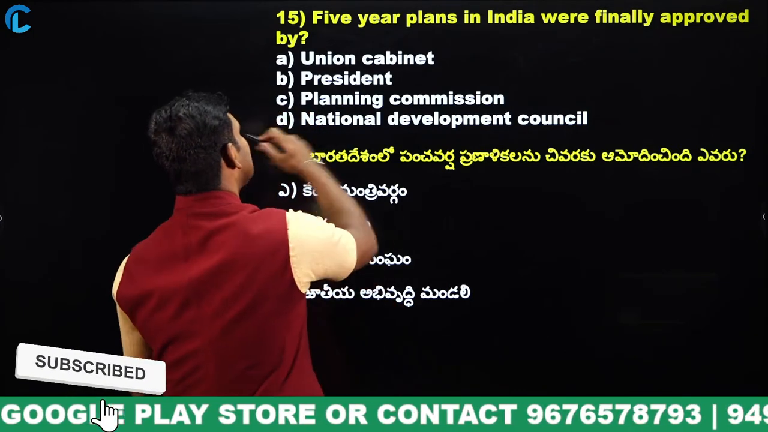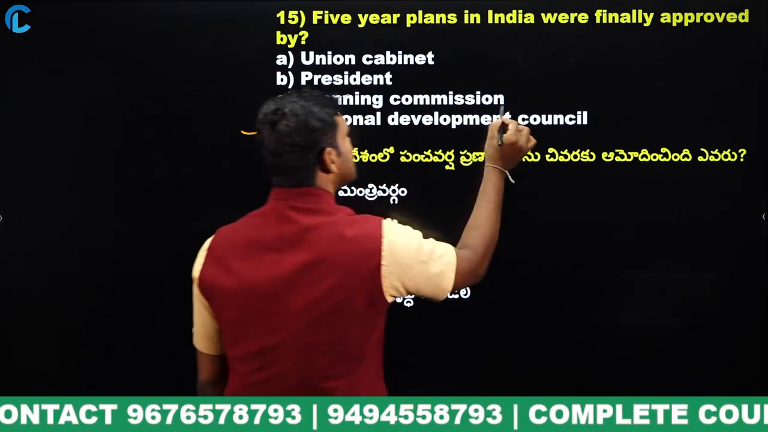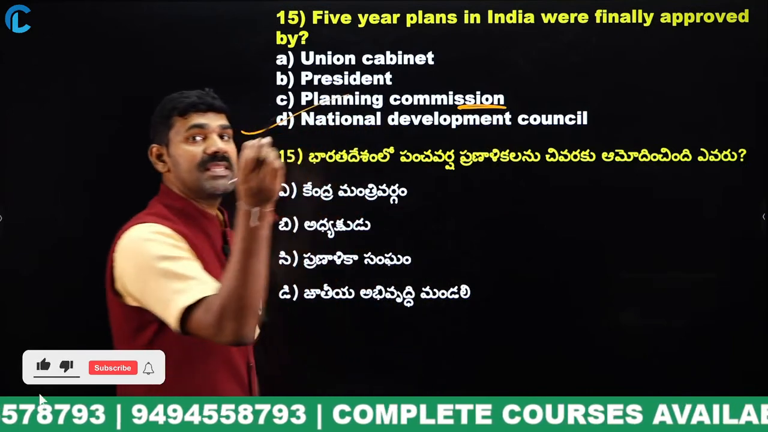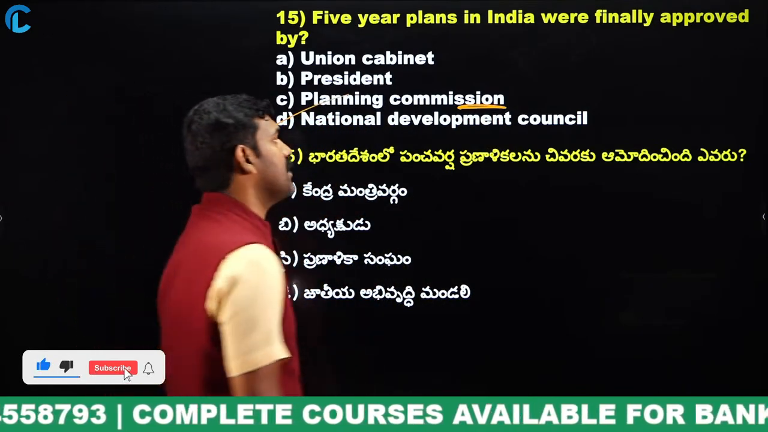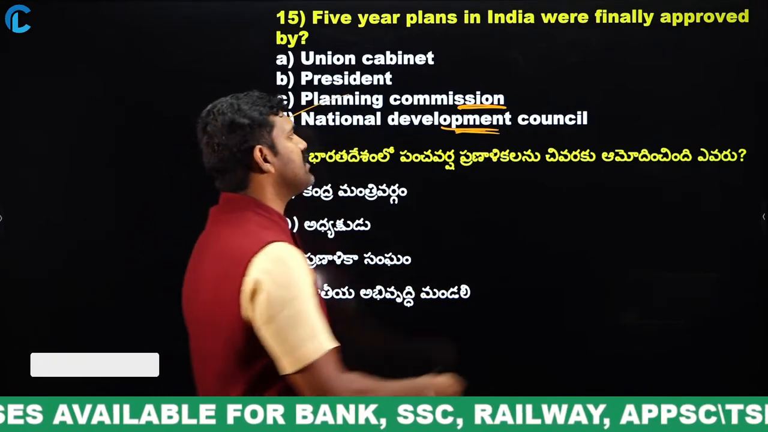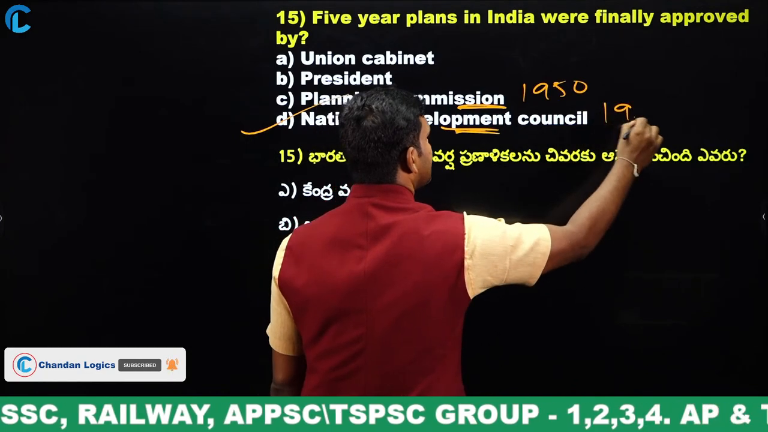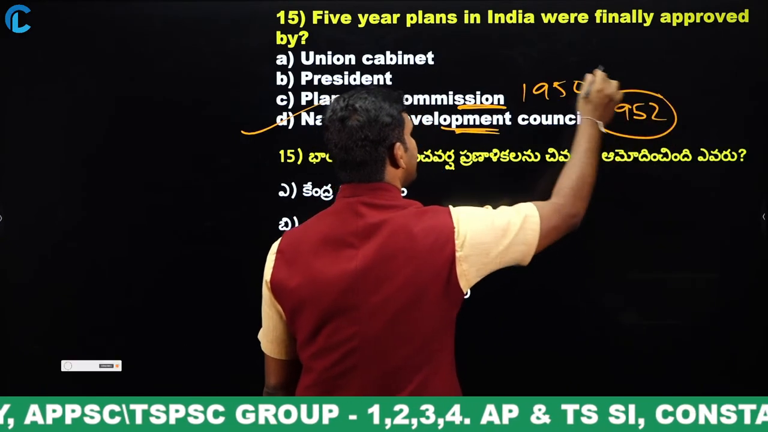Yeah, National Development Council. Remember that the plans are prepared by the Planning Commission. The Planning Commission prepares the plans, but the plans are approved by the National Development Council. The Planning Commission came into existence in the year 1950. The National Development Council came into existence in the year 1952.